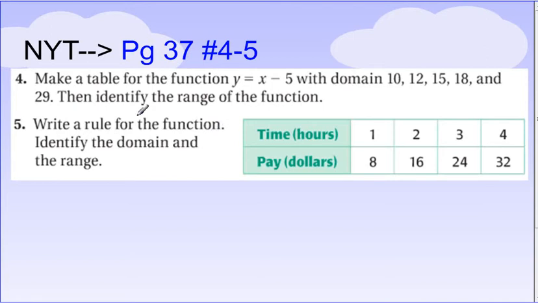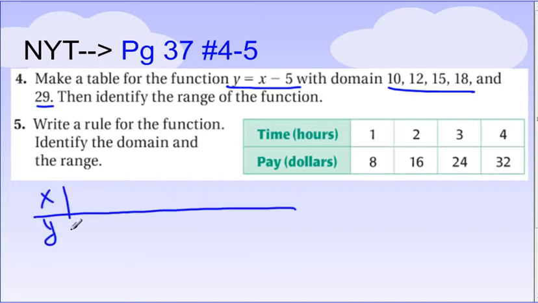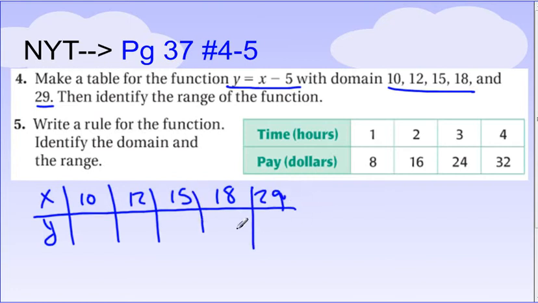Okay, it says here, make a table for the function y equals x minus 5 with that domain, and then identify the range. So we did a bunch of these before, so we need to make an xy table. So x, y, let's see, 10, 12, 15, 18, 9. Okay, so this is number 4. Now I need to figure out what the y values are.